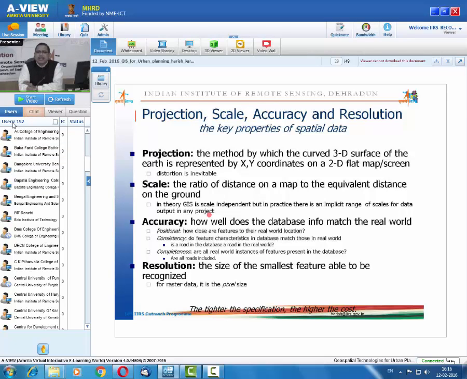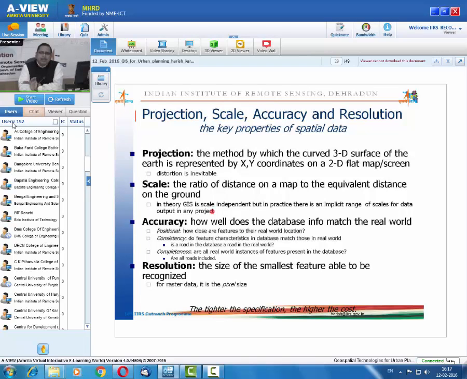So scale is related to resolution. Yesterday, I think it was covered in the class what the relationship between scale and resolution is. When you are talking about satellite imagery or image data, you use resolution to assess the accuracy of the image. But when you convert this image into a map, you use the term scale to assess the accuracy of your map.